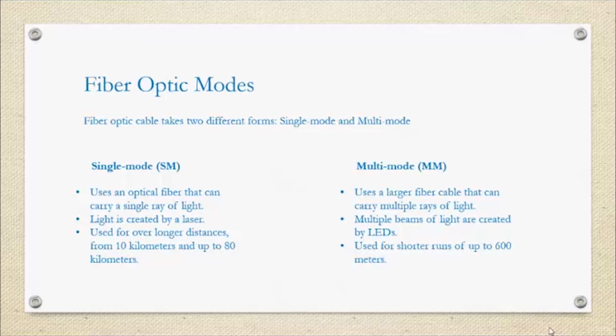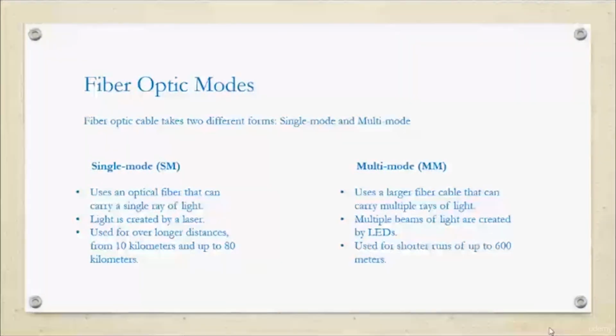And then there's multi-mode fiber, right? Multi-mode is a larger fiber. There's a larger fiber density, and it actually carries multiple rays of light. The way this happens is that LEDs are used to beam light at different angles. This allows you to send multiple data streams on the same fiber, right? Multi-mode is also used for shorter runs, right? So it's just 600 meters, which is still a lot longer than any typical twisted pair cable. So that's something for you to be aware of.